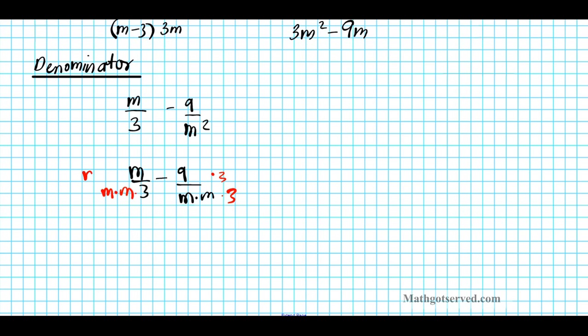Okay, so this also needs an m and an m on the top. So do you see what the LCD is? The LCD of 3 and m squared is 3m squared, as you can see in the denominators here. So if we multiply it together, on the top we're going to have m to the third minus 27 divided by the denominator, the LCD, 3m squared. Okay? Now that's our denominator.